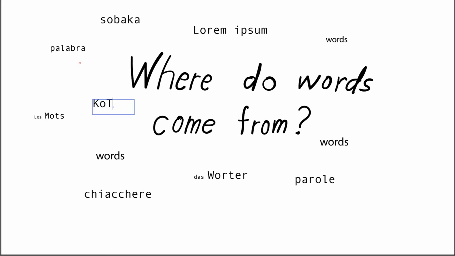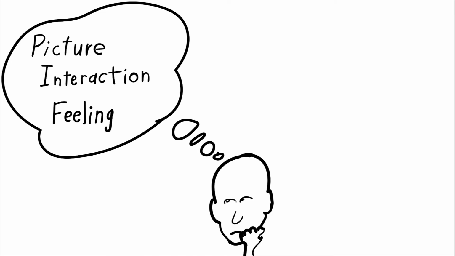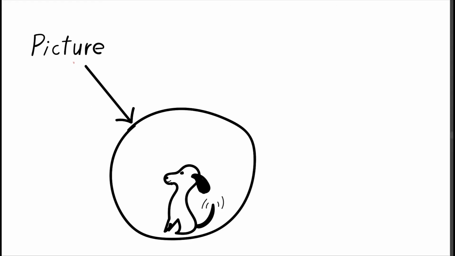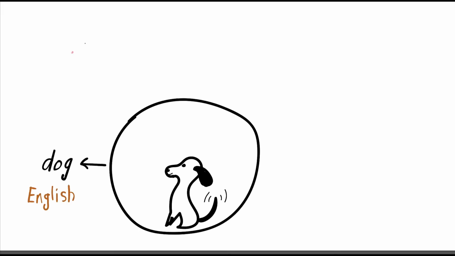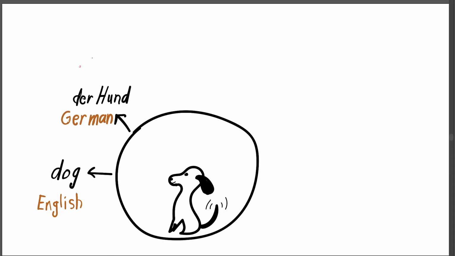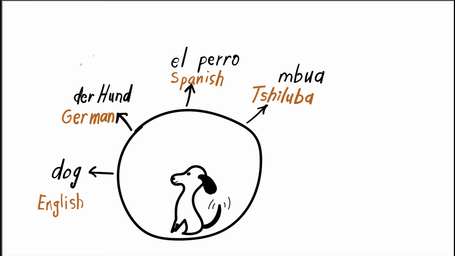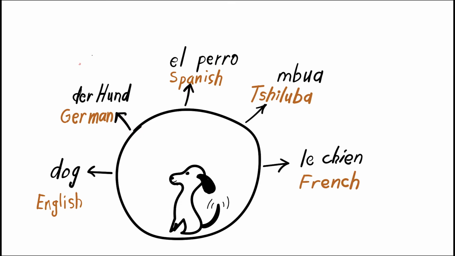Where do words come from? When we want to say something, how do we make those words come to mind? It is often a picture, an interaction, or a feeling that starts the process of bringing a word to mind. The picture is not a picture of the letters D-O-G, but rather a picture of the animal that barks and wags its tail. In English, we use the letters D-O-G to represent this animal. In German, they use der Hund. In Spanish, el perro. In Chaluba, moi. And in French, le chien.